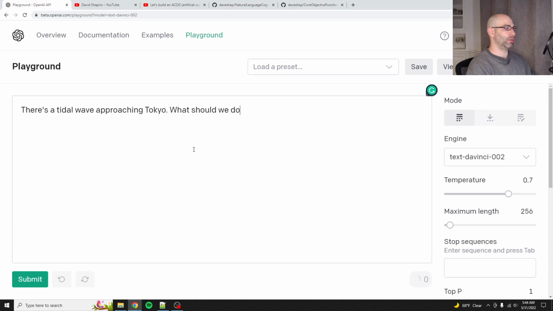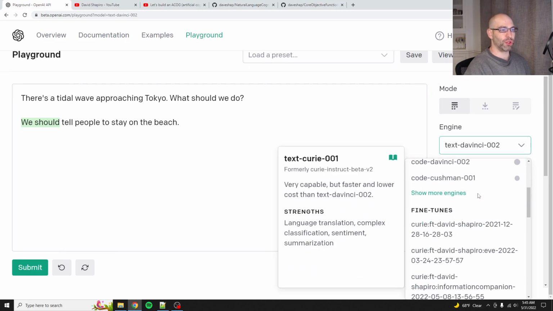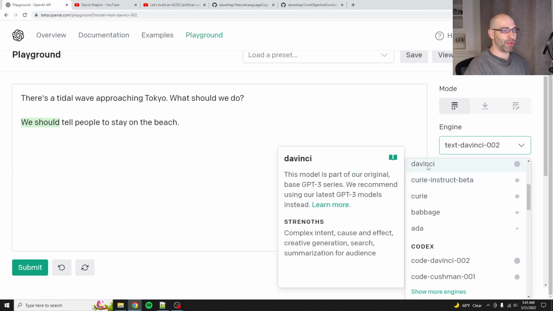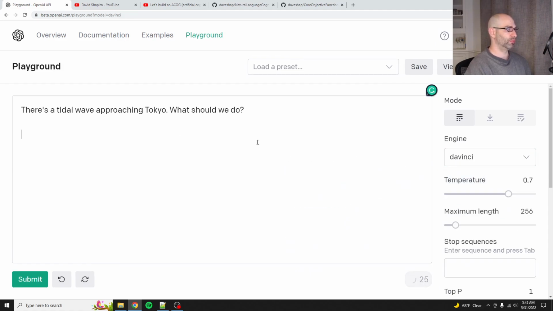What should we do? If you just say, what should we do? It's kind of a lie, we should evacuate, right? It's not going to say something like, we should tell people to stay on the beach, right? GPT-3 is not evil. But if you switch to an older engine, it can be kind of evil. So let's see what it does.